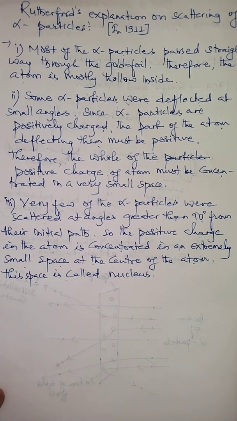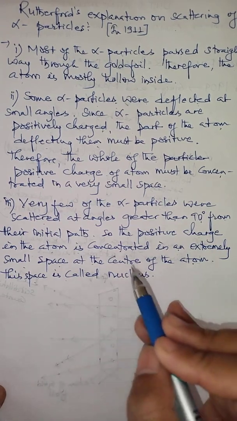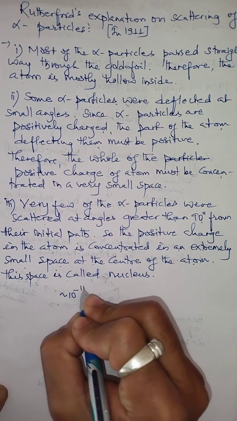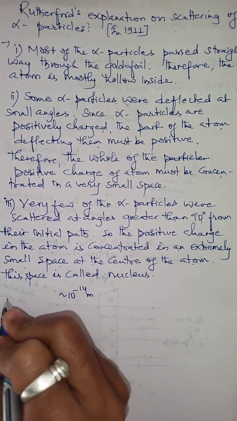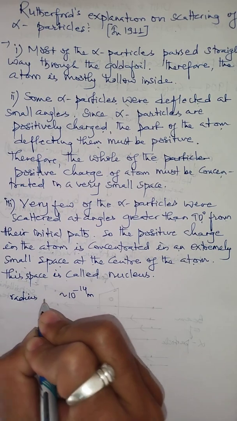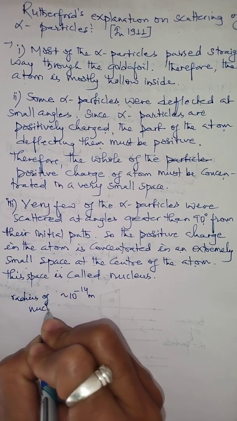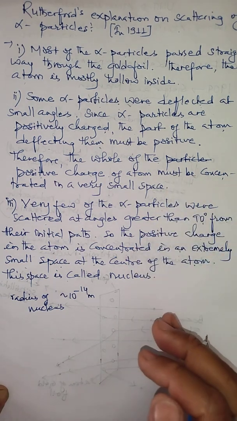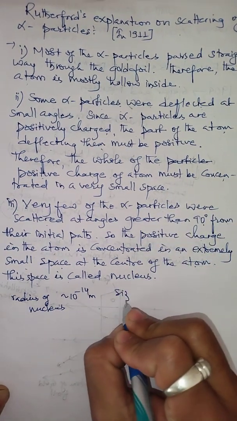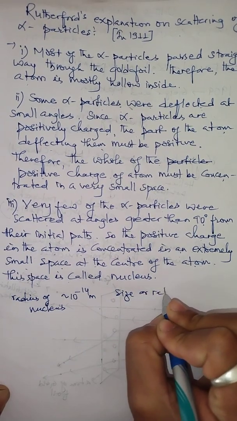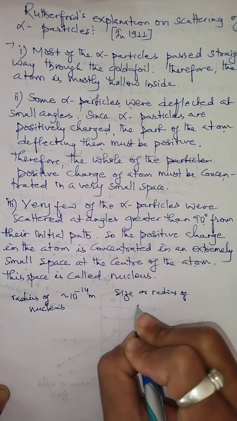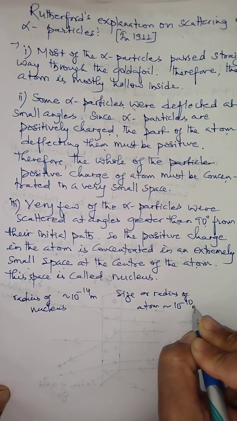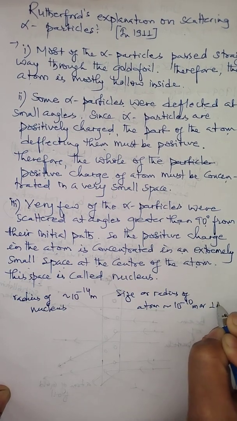Nucleus. The radius of the nucleus was found to be approximately 10 to the minus 14 meter. So 10 to the minus 14 meter is the size of the radius of the nucleus, which was found by measurement. That means it will lie in that range of 10 to the minus 14, and it can even be less than that. And the size of the radius of the atom was found to be in the order of 10 to the minus what? 10 meter. And 10 to the minus 10 meter is also equal to 1 Angstrom.